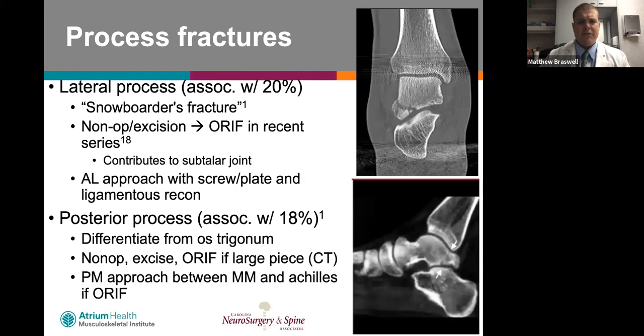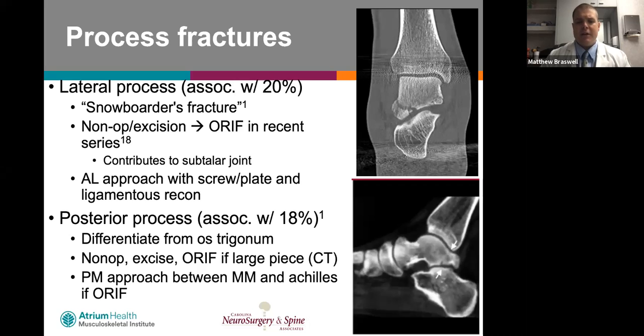Moving on to process fractures. So lateral process or snowboarder's fracture is associated with about 20% of all talus fractures. Traditionally, this was treated non-operatively or was excised, but in some recent series, it's been more commonly seen to be treated with open reduction internal fixation, as it contributes to the subtalar joint, and often this is associated with a ligamentous ankle injury, and a ligamentous reconstruction will be performed as well.